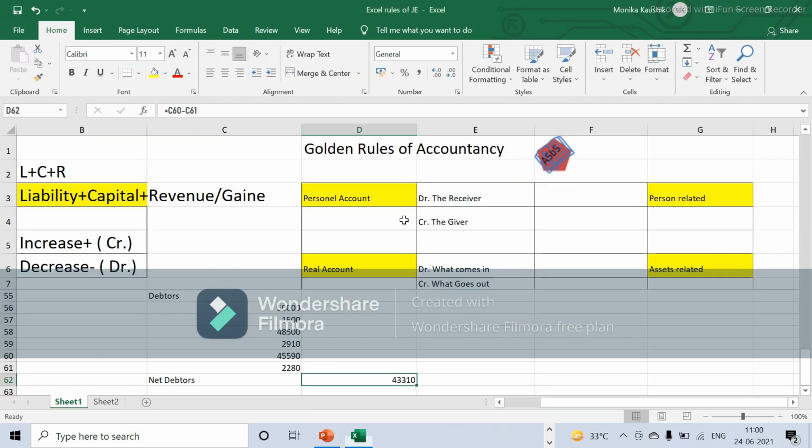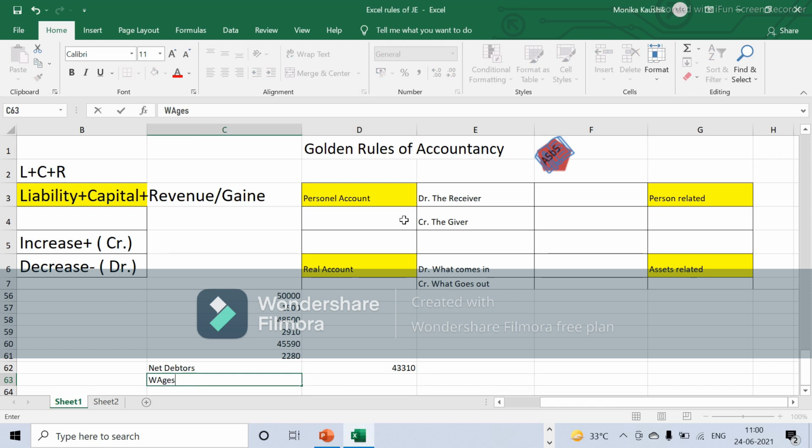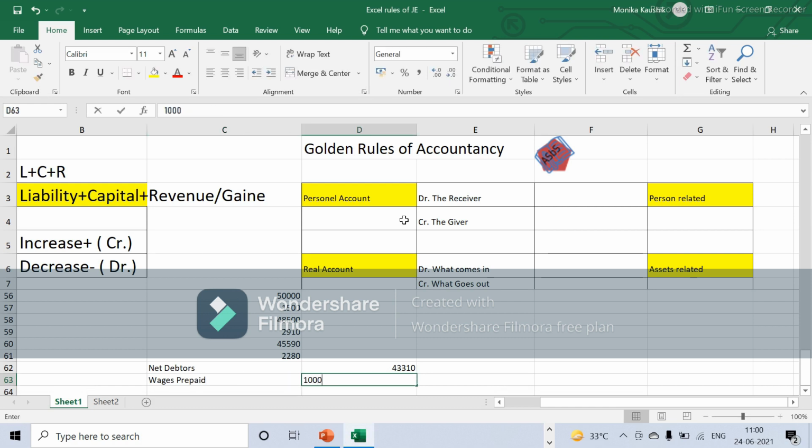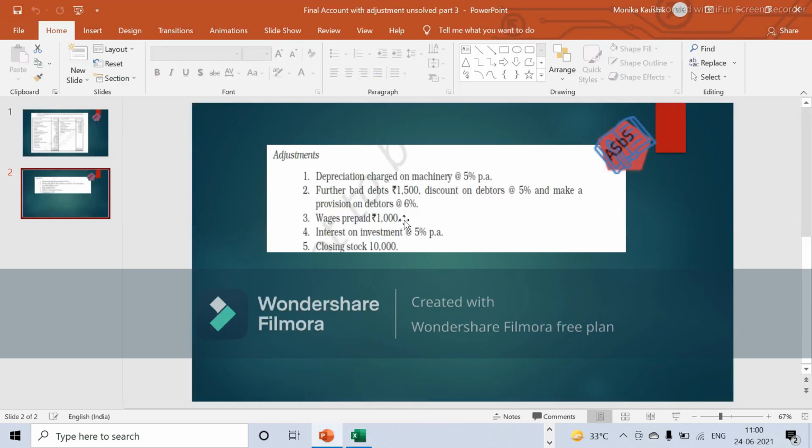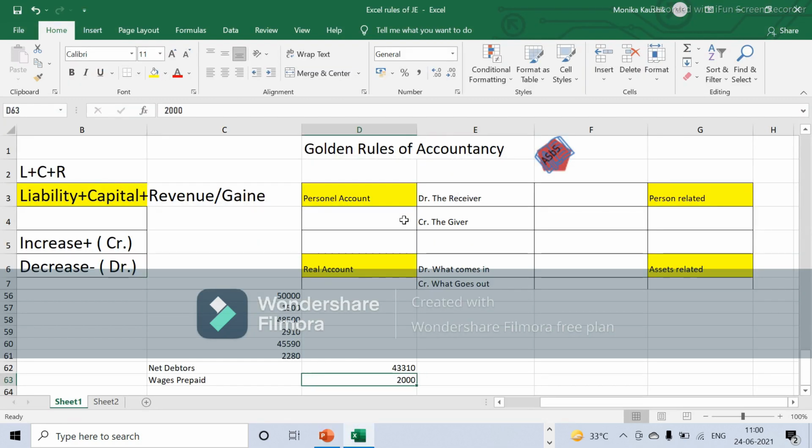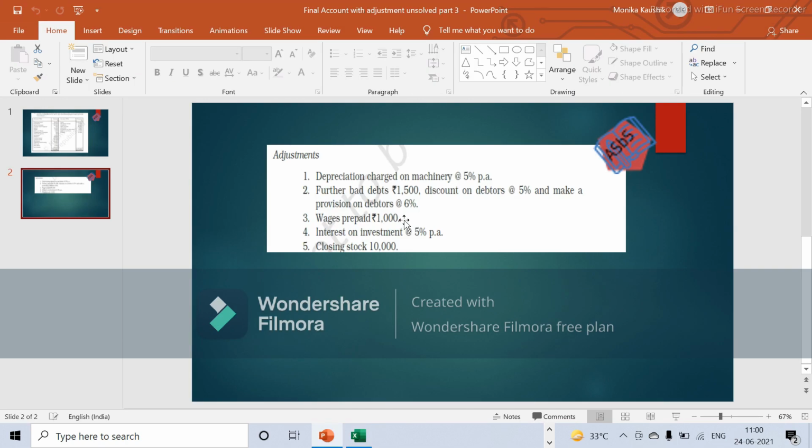Wages prepaid. Any expense prepaid would be my asset. So wages prepaid, 1,000 or 2,000 rupees? Let me check again. This is 1,000 rupees. This is my asset.